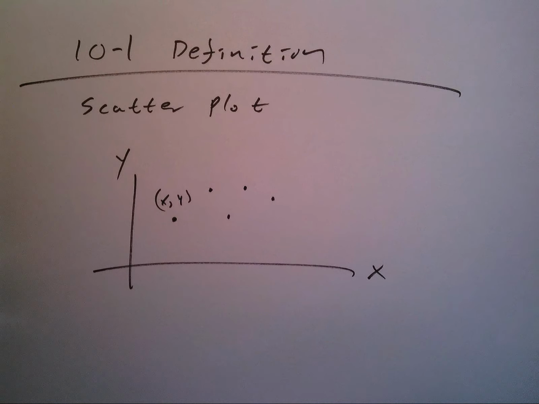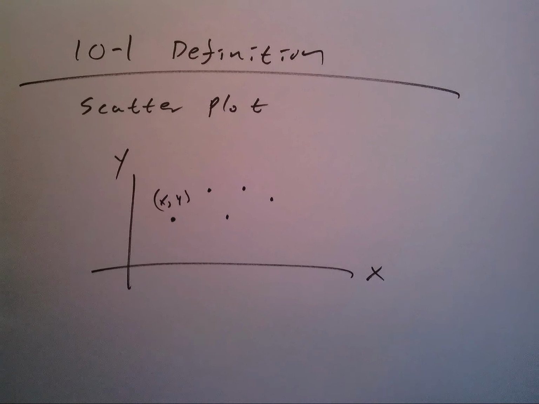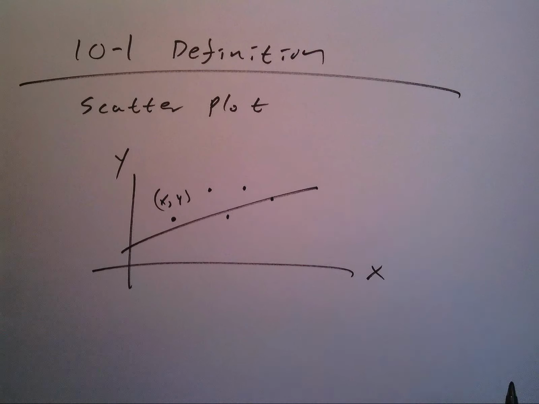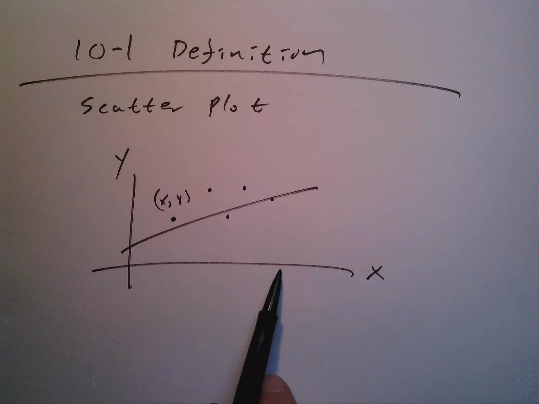Now, when we look at our scatter plot, sometimes the data will look like it's going up as we move from left to right, as if there was a line running through it, which we'll talk about more in 10.2, and that would be a positive slope, a positive correlation between the two. As our X is increased, our Y is also increased.